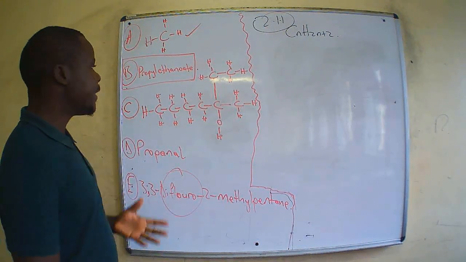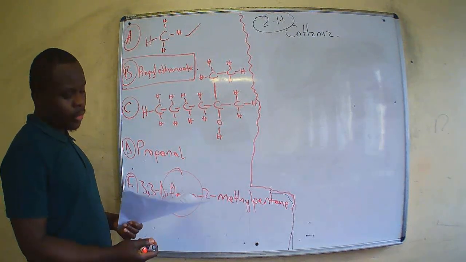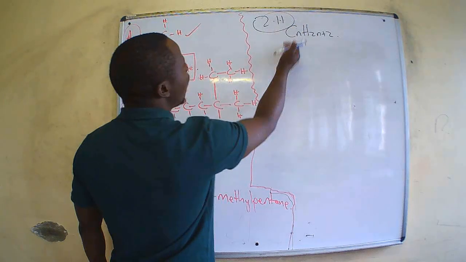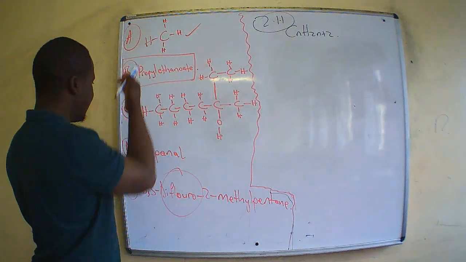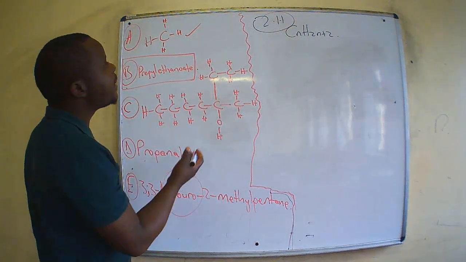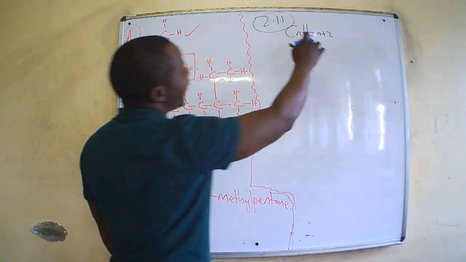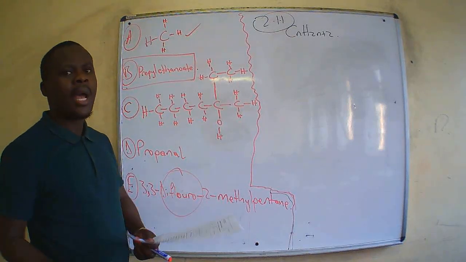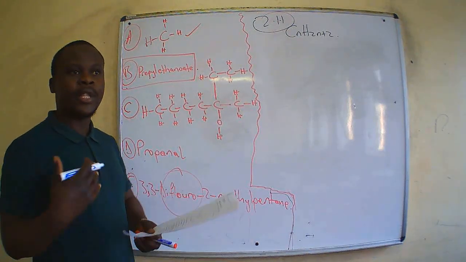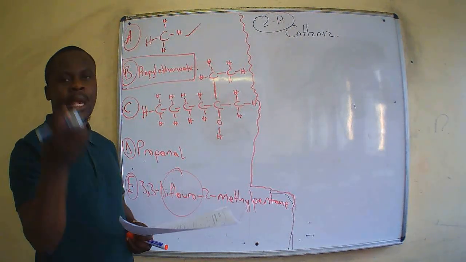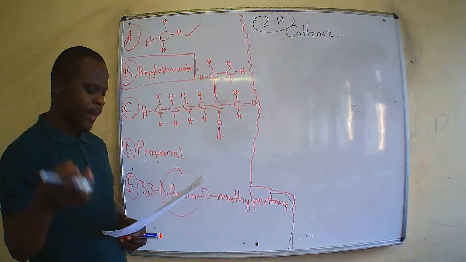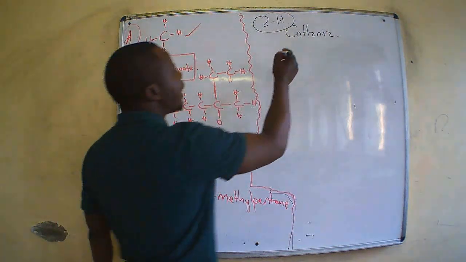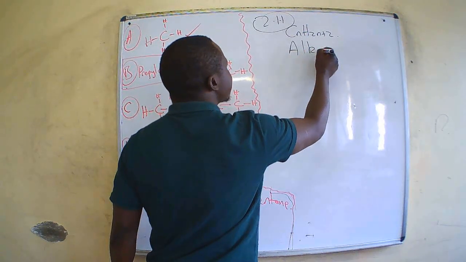So let's get into the questions that you have on the board. The first question is: which one between A, B, C, D, E has this general formula, which is CnH2n? How do you answer such a question? At this point in time, you must be well versed with your general formulas. The general formula that we have here on the board is the general formula of alkanes.